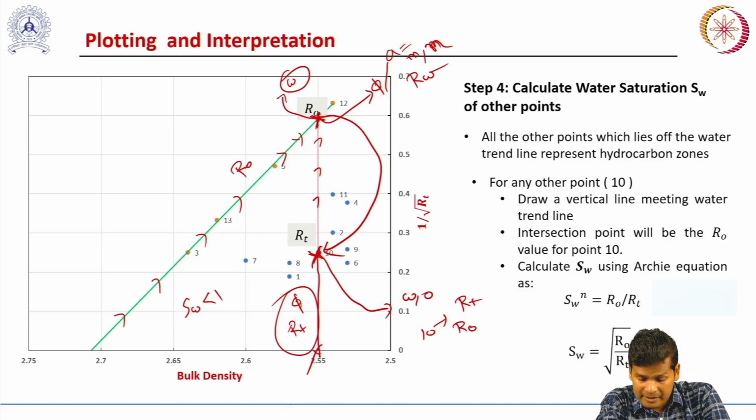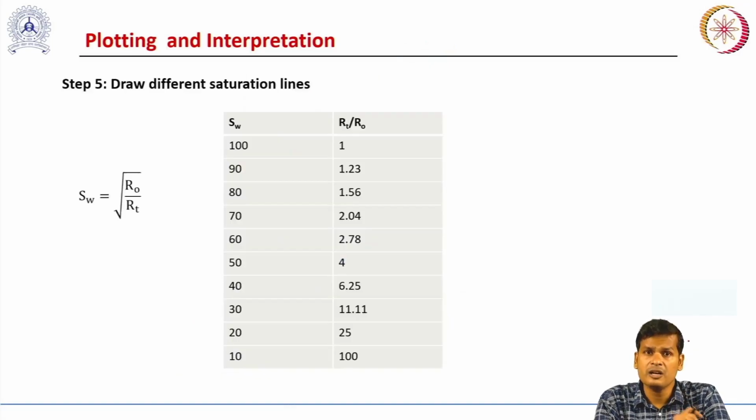So to summarize, we have a water trend line which depends on all the water bearing data points. Any other point which is not on the water trend line should represent a hydrocarbon bearing formation point or a hydrocarbon zone. At each point I can calculate the value of RO by going up and finding the intersection on the water trend line, and then I can calculate the formation water saturation using this equation. Also, I can draw the different water saturation lines as well.